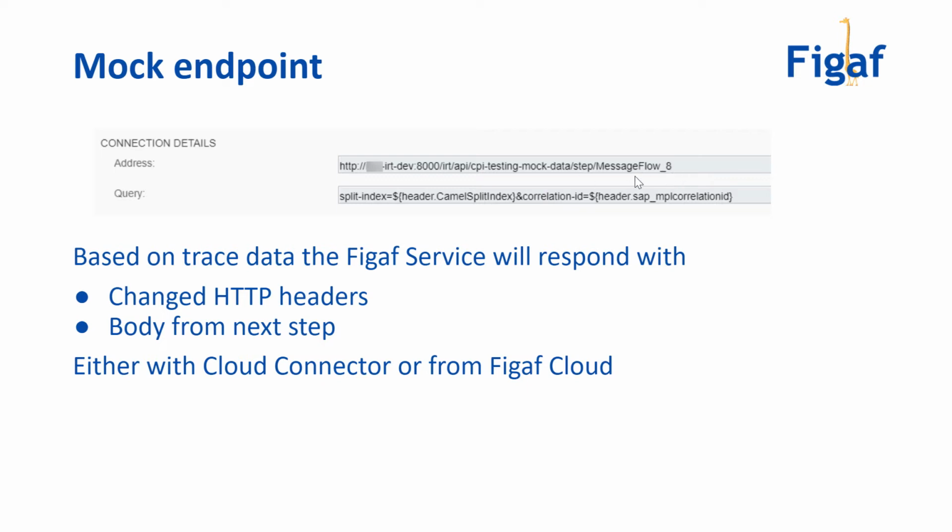It will then say this is the original message flow number 8. It's the camel split index. We need that if there's looping involved. And we need the correlation ID for these requests. Based on this, the service would be able to show you what were the changed headers, and these are the ones that are actually being sent. It will also give you the body from the next step, because that's how the data is saved in the trace log.